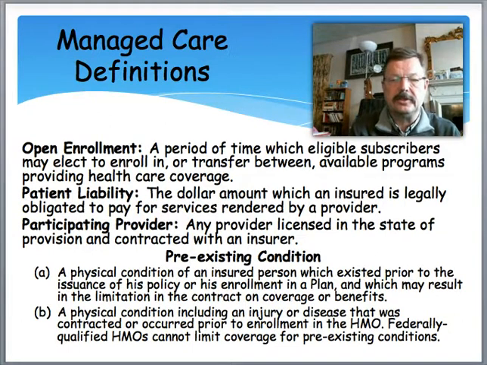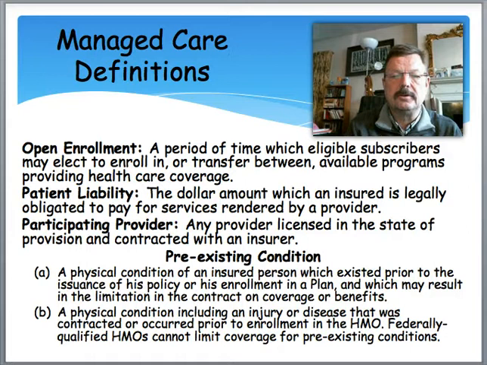Pre-existing conditions. A physical condition of the insured person which exists prior to the issuance of his policy or his enrollment in a plan, and which may result in limitations in the contract on coverage or benefits. Physical condition including an injury or disease that was contracted or occurred prior to enrollment in the HMO. Federally qualified HMOs cannot limit coverage for pre-existing conditions.